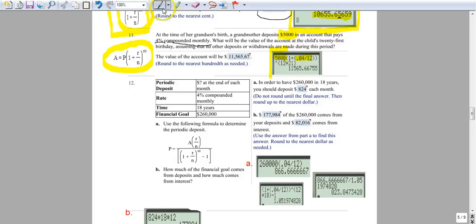So where did I get that T is 21? Well, it said at the time of his birth, and now they want to know what will be the value when the child is at his 21st birthday. So it will have been 21 years. And then the calculator just gives us our answer, $11,565.67. That 6 rounds up because of the third number being a 7.